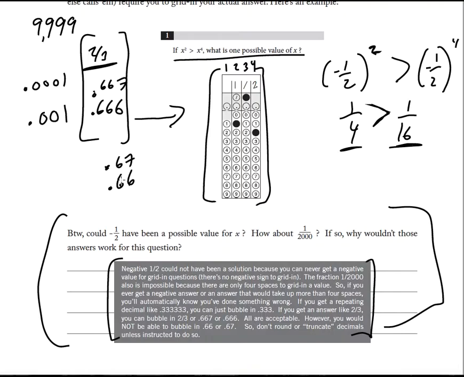So if I've got something like 1/9, which equals 0.111 repeating, well, in that instance it actually wouldn't matter because 0.111 keeps repeating, but I would want to make sure that I didn't truncate it. So if the answer were 1/9, I would want to write in 0.111 or 1/9. What I wouldn't want to do is write in 0.11.